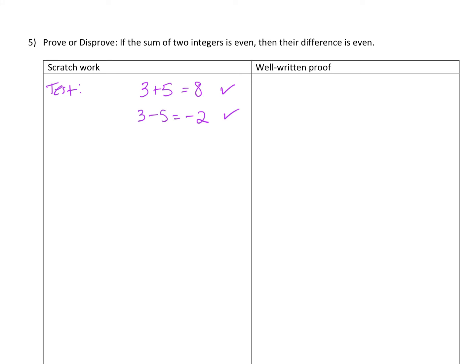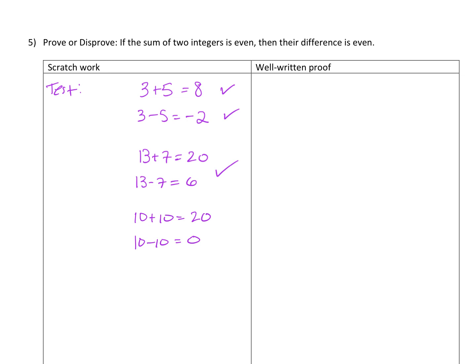Let's do another one. I need two numbers whose sum is even, maybe 13 and 7. When I add them together, I get 20. That's even. Is their difference even? 6, yes. So the sum of those two numbers is even and their difference is even. Maybe let's check one more. Two numbers that add up to an even would be maybe 10 and 10, right? I add those together and I get 20. And when I take their difference, 10 minus 10 is 0, which is even.